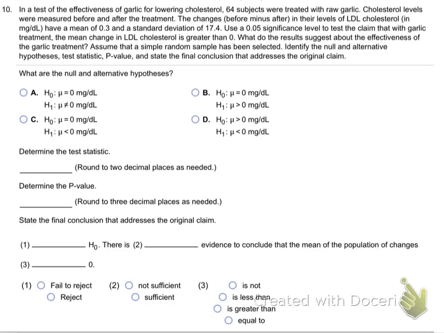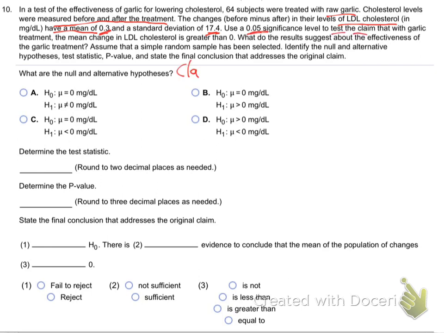Okay, number 10. In a test of the effectiveness of garlic for lowering cholesterol, blah, blah, blah. They gave people raw garlic. Cholesterol levels were measured before and after treatment. The changes in their levels of LDL cholesterol have a mean of 0.3, and so on. Use the 0.05 significance level to test the claim.